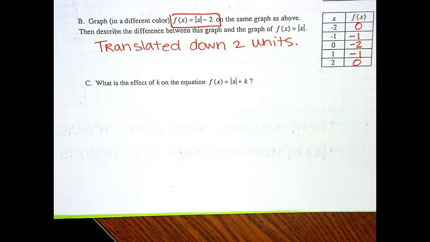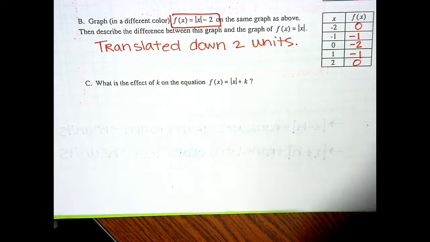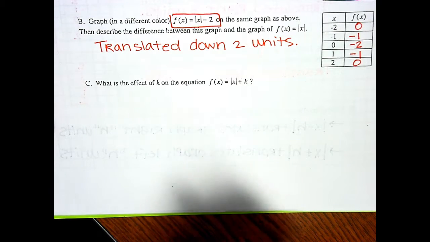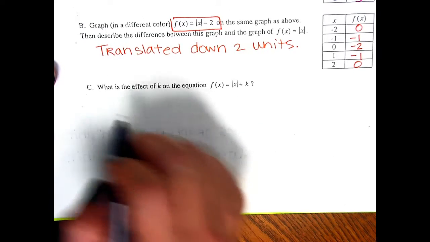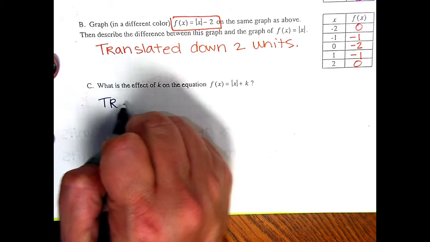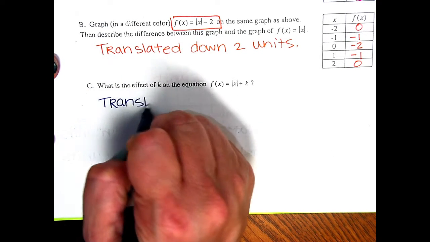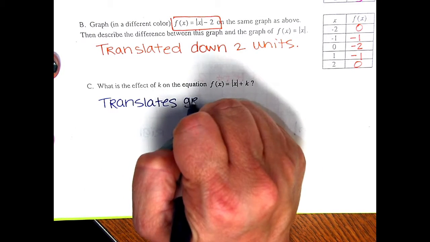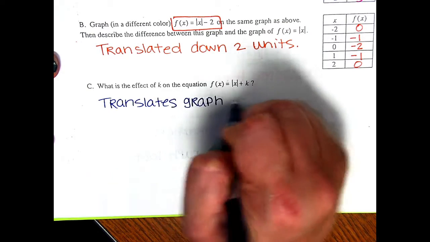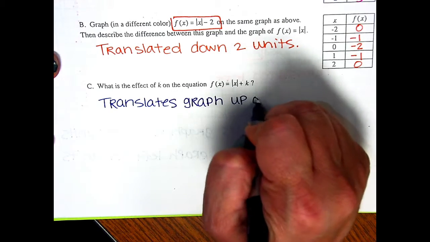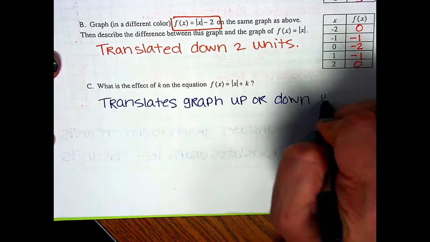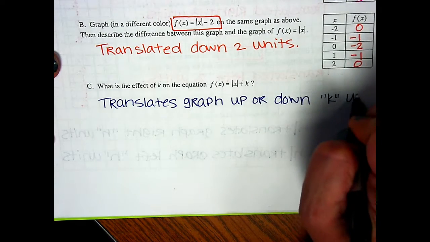Okay, so the final question says, what is the effect of k on the equation f of x equals the absolute value of x plus k? So that effect would be that it translates the graph up or down k units.